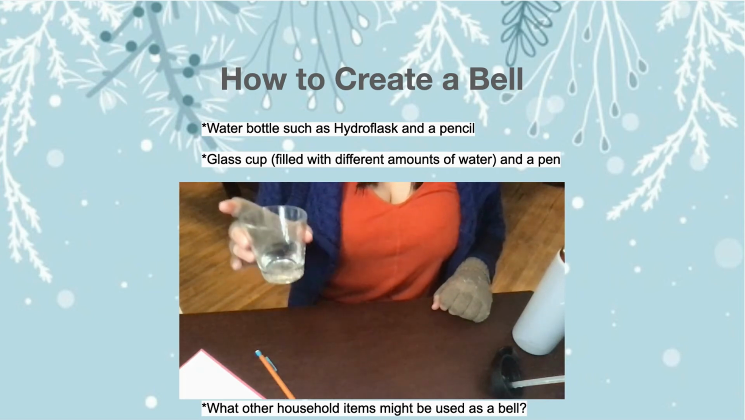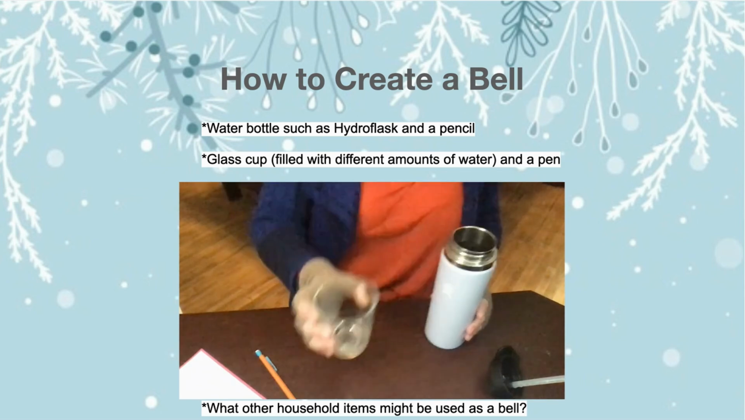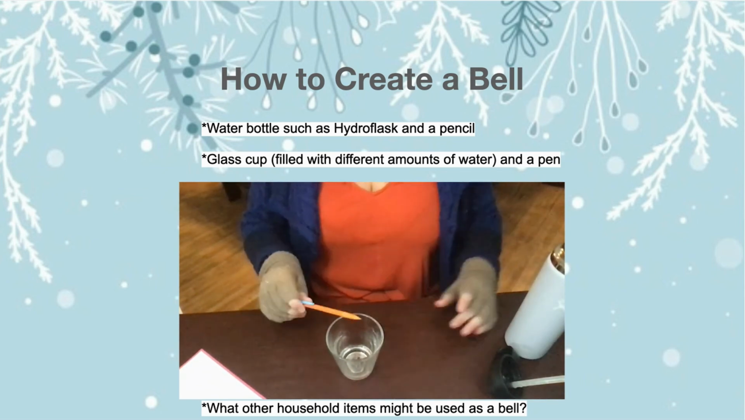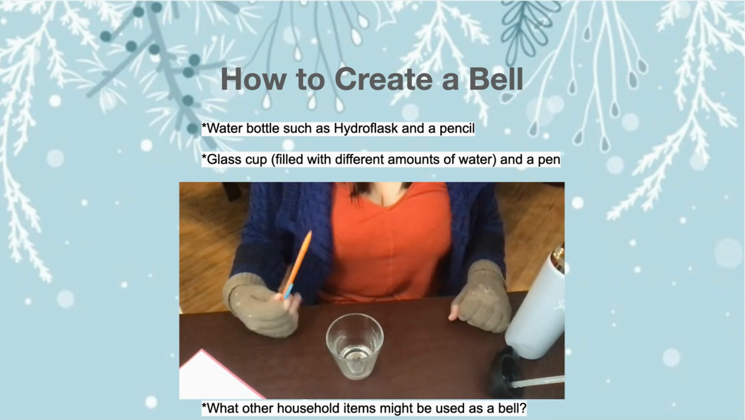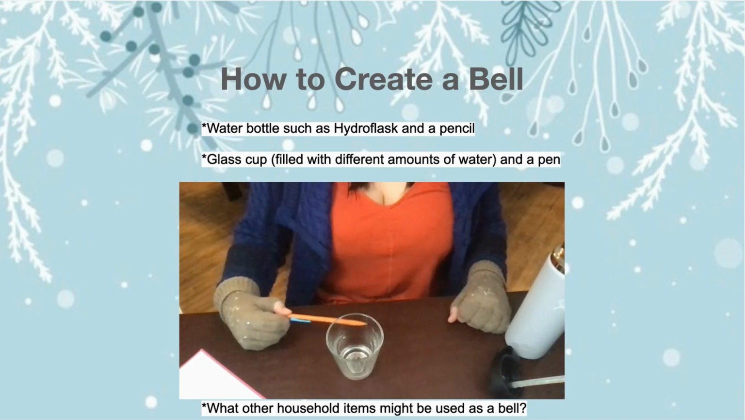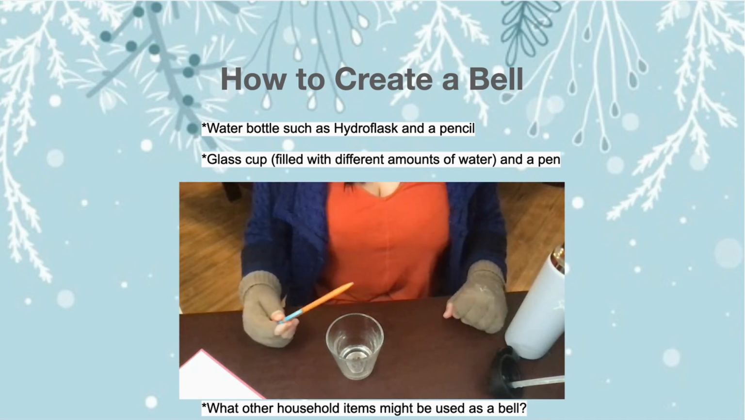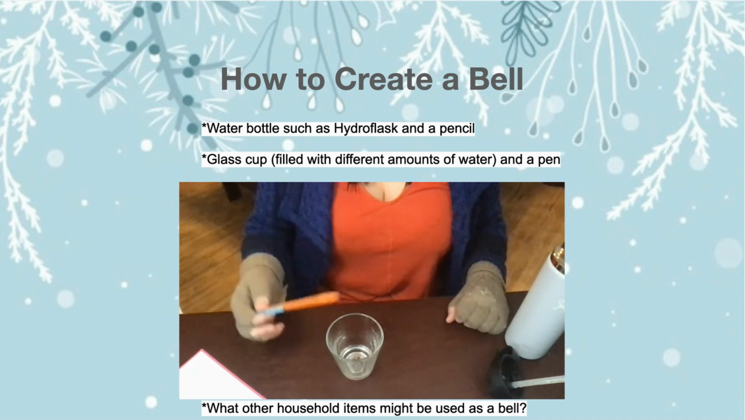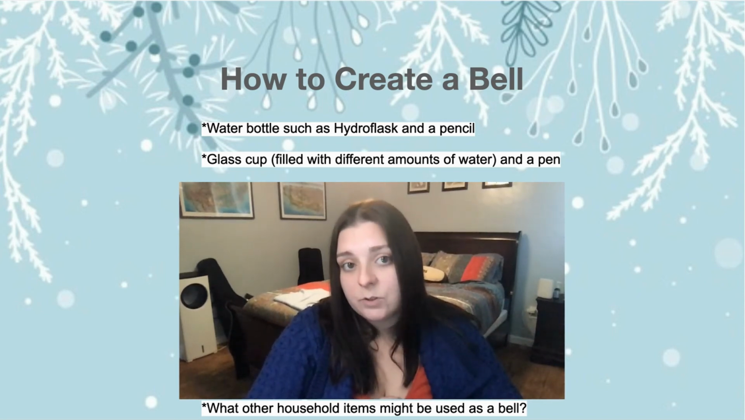So if you take this same cup that has water in it and you pour the water out and you try again, depending on the size of your cup and how much water was in it, you might hear a different sound. The level of water and the size of the cup has to do with what kind of sound you get. But again, it's this melodic bell-like sound. So those are two ways that I've thought of that we can create bells out of household items.